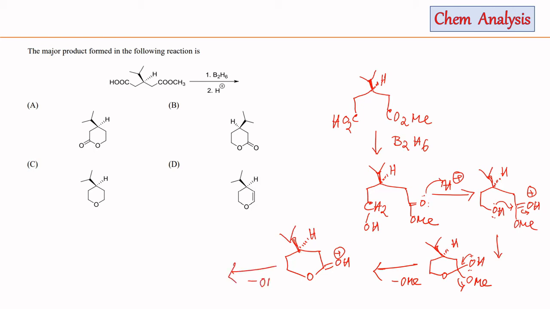This liberated OMe group will abstract one proton from here and form the corresponding lactone, a 6-member lactone, and the orientation of the hydrogen and this isopropyl group will remain as it is in the starting material. So you can see that option number B is the correct answer. You have to just keep in mind that diborane will only reduce the acid group instead of the ester. The ester will remain intact.